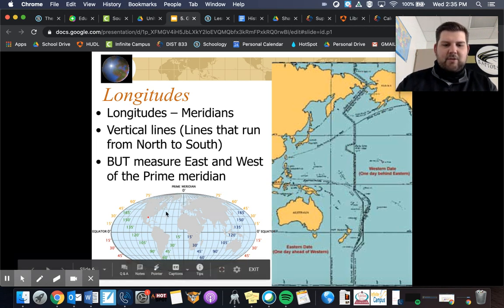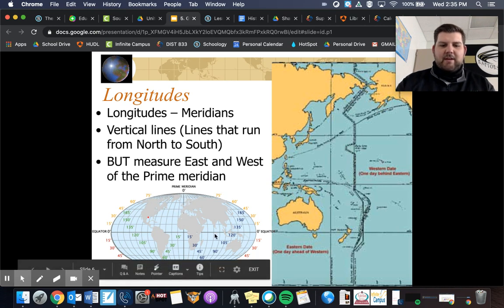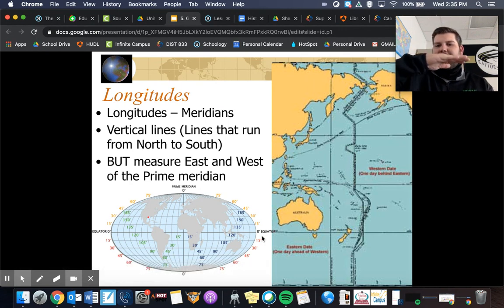Our lines of longitude are running up and down, but they measure things east and west of the prime meridian. The prime meridian is this line right here. The equator cuts the earth in half this way, so it's a line of latitude. The prime meridian is a line of longitude, and it cuts the earth in half this way. So everything goes east and west of there if you're a longitudinal line.